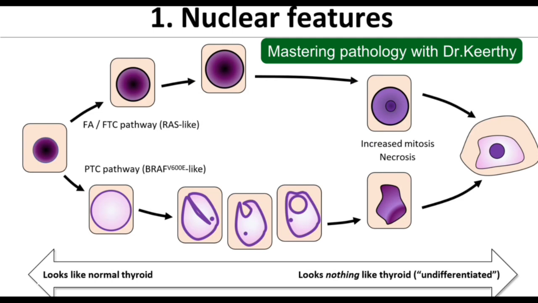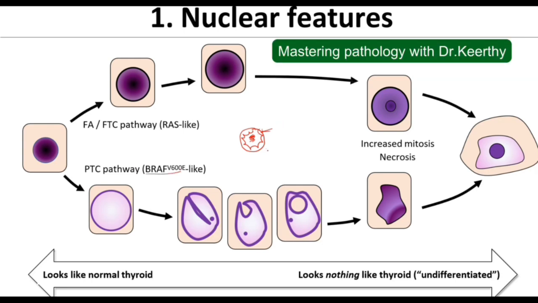What are the nuclear features? Remember, normal thyroid follicles are lined by cuboidal cells, with colloid in the center, correct? If this cell acquires a BRAF mutation, it will go into the pathway of papillary carcinoma of thyroid. If this cell acquires a mutation in the RAS pathway, it gives rise to the follicular type of thyroid neoplasms. Okay.